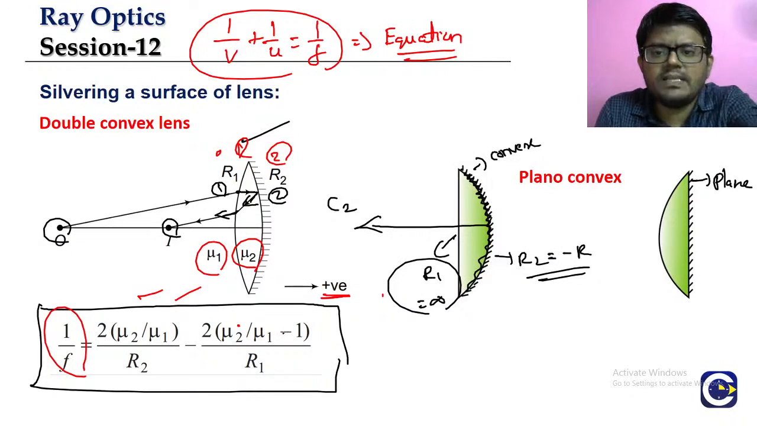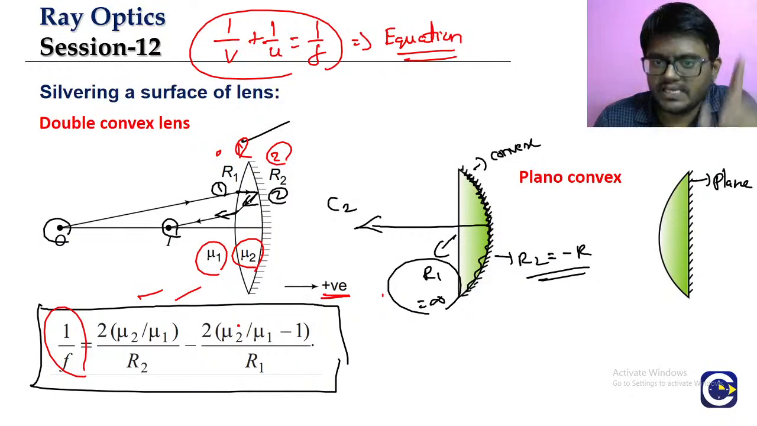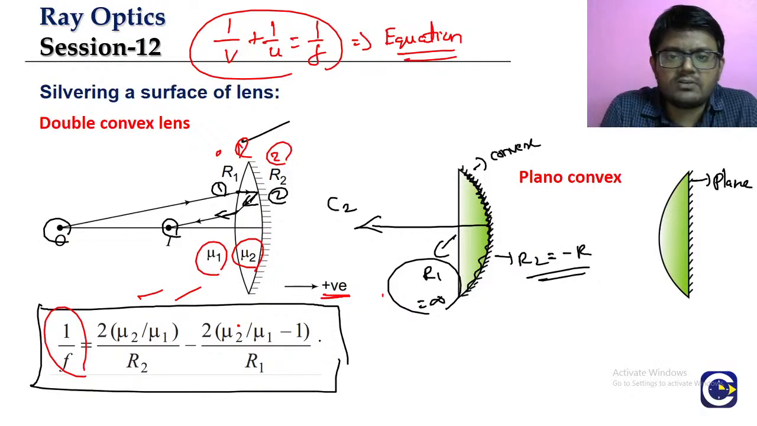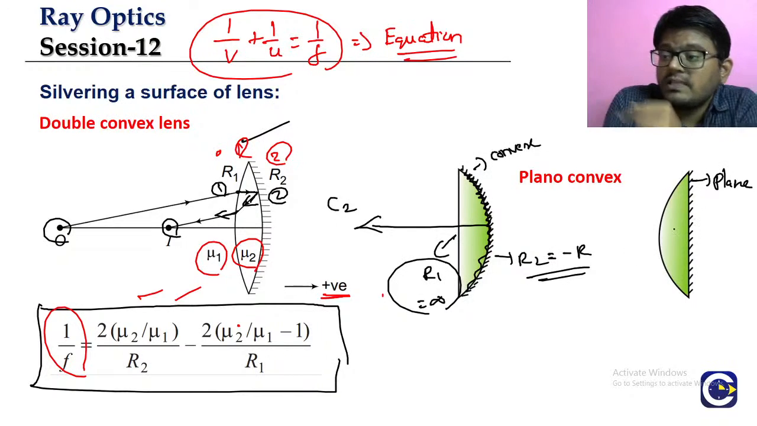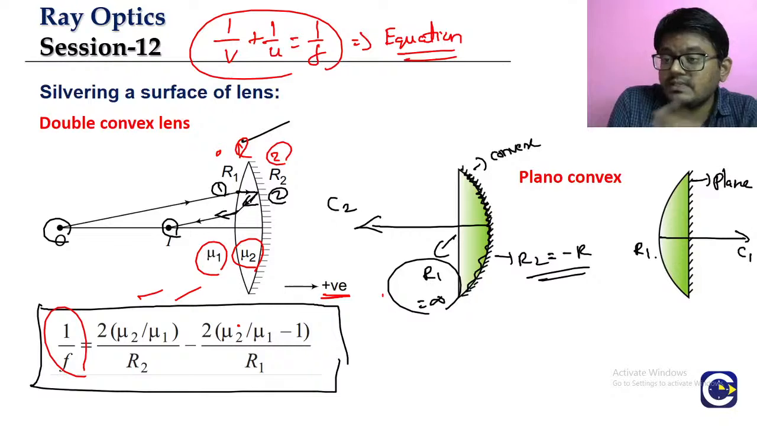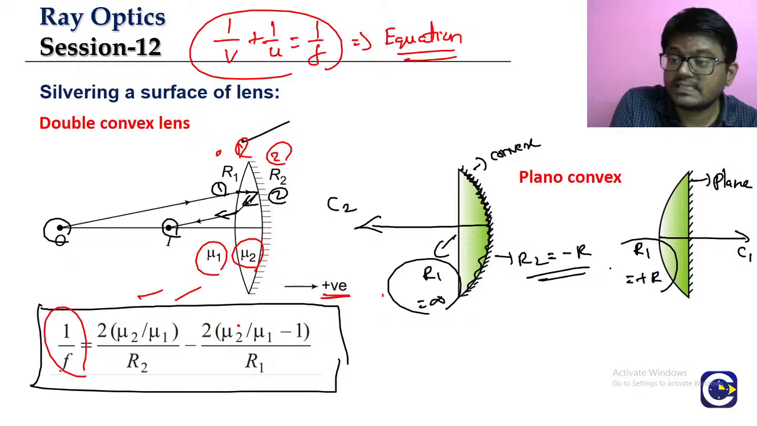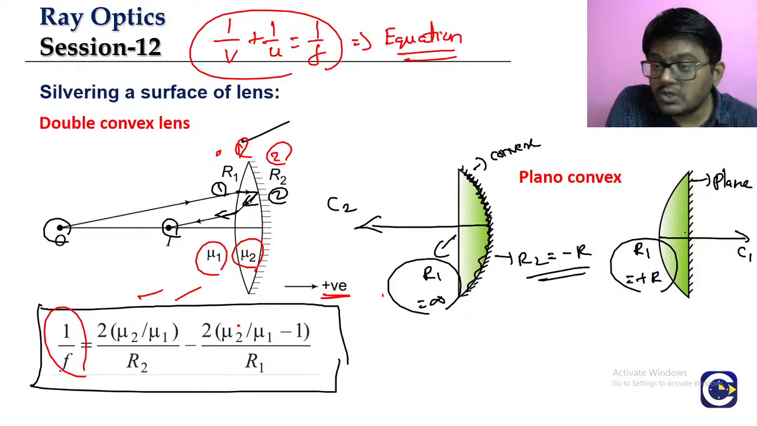Once we get the focal length, use the mirror equation. Here we have to keep in mind, we have to use the mirror equation, because the light rays will come back to the left side only, right? So this is going to act as a mirror. Now look at this one. Here R1, the center of curvature will be on the right side. So R1 will be plus. What about the R2?